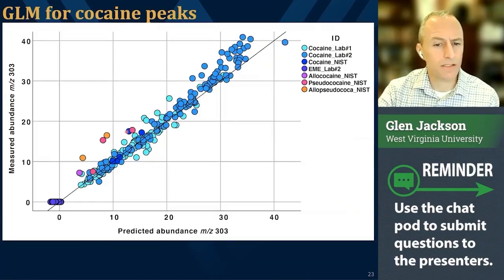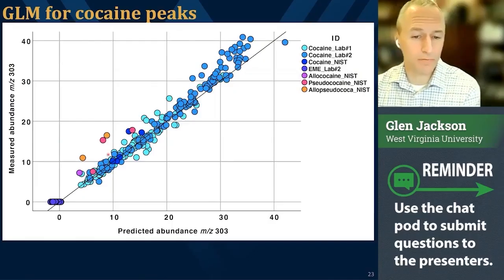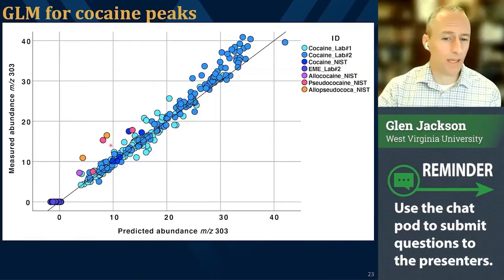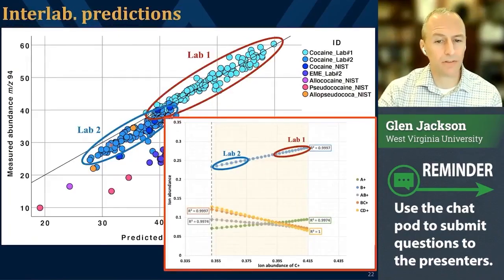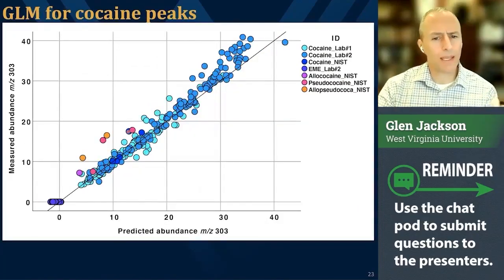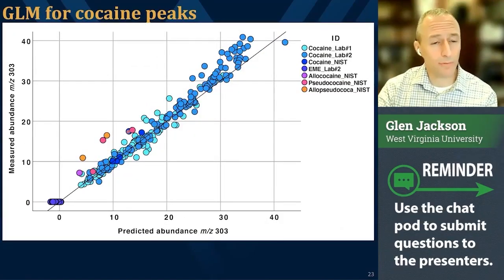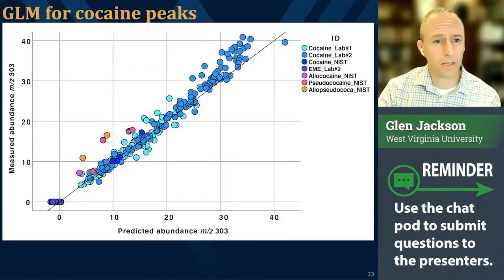We've done this for a wide variety of peaks, and you can see that in this case, the allopseudococaine for this particular peak has a larger residual to the line than any of the cocaine. In this particular case, allopseudococaine was quite well predicted for m/z 94. So what we're showing here is that we can have different models for different fragments in a particular database.